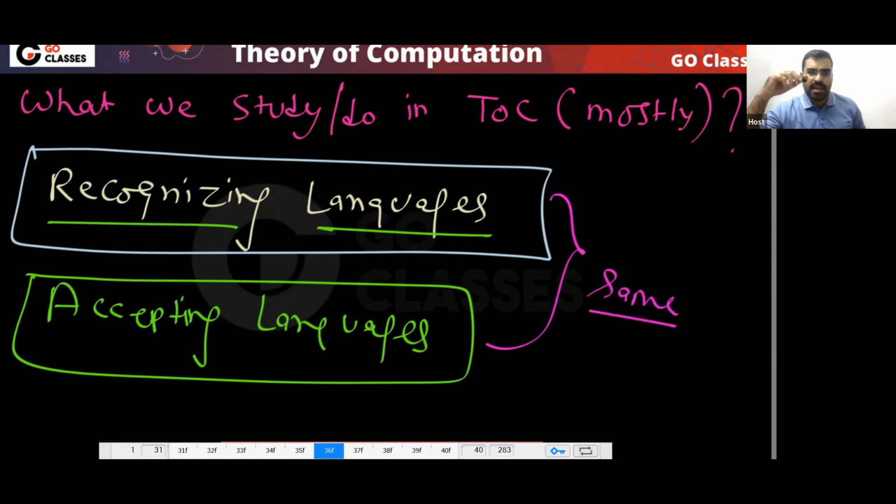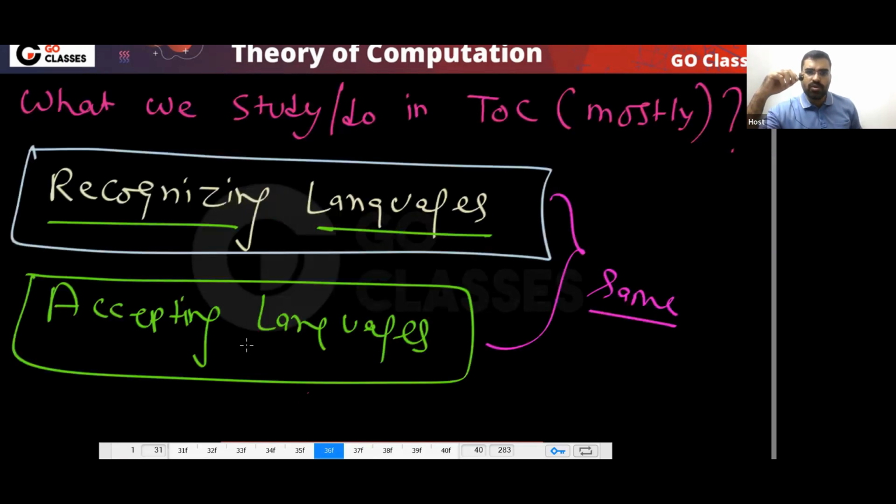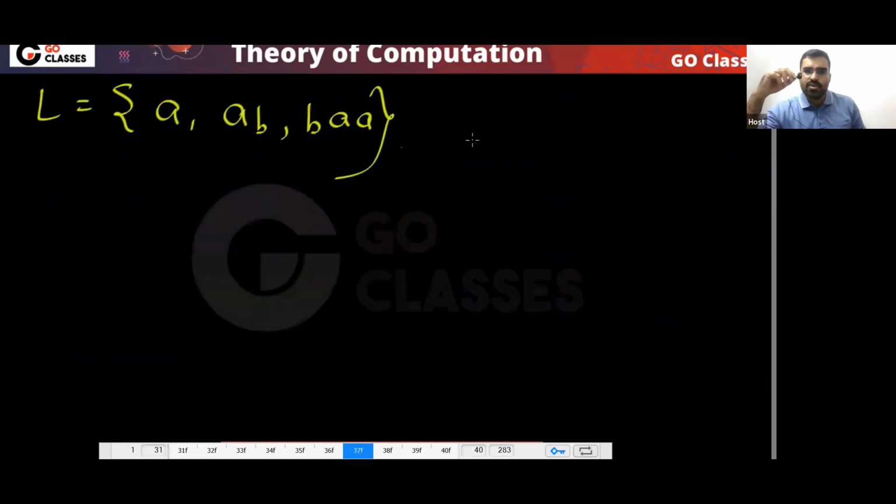So what does this mean, let me tell you. In TOC, if I give you some language, for example, let me give you this language: AA, AB, and BAA. Then we want to recognize this language. You can notice this is a language, and we want to recognize it.